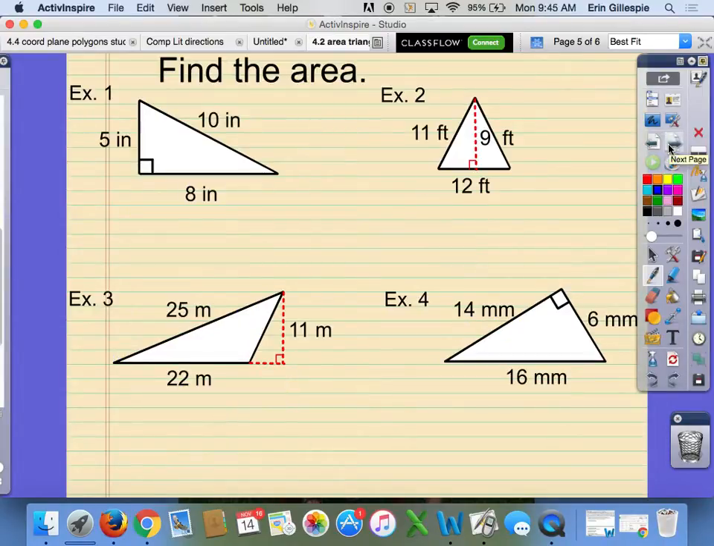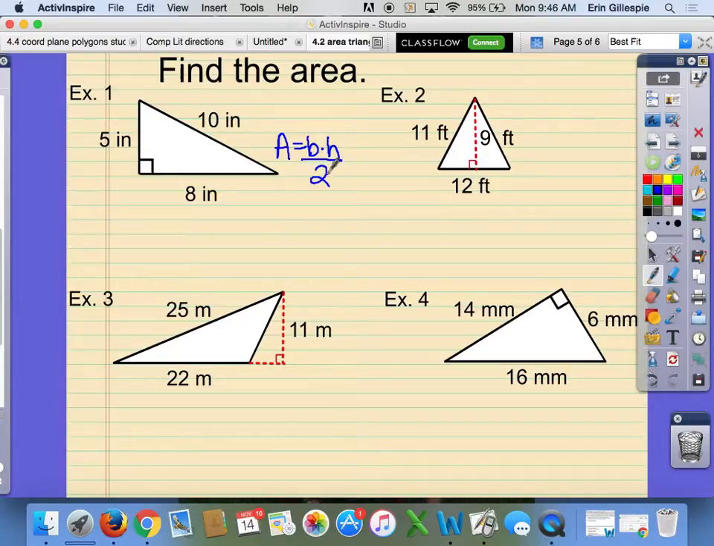So let's look at some examples. Find the area. These look a lot like the ones we just did, but now with the height drawn in. So example 1, we have sides of 5, 8, and 10. We first need to figure out, okay, there's 3 sides there, but I don't need all 3 sides to find area. Remember, the area is base times height divided by 2. There's only 2 variables I need to substitute in for, so one of these numbers is not needed.